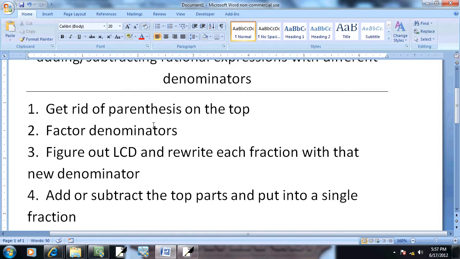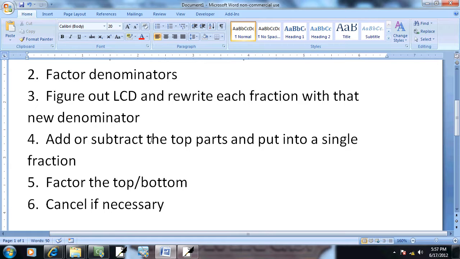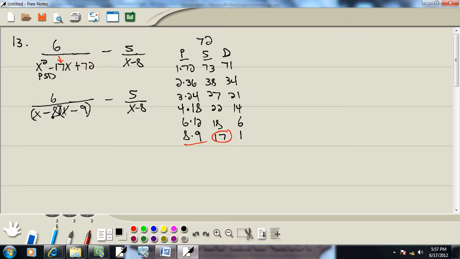Step 3, figure out the least common denominator and rewrite each fraction with a new denominator. If we look at each factor, I'll start with the x minus 8. We're looking for the greatest number of x minus 8s in a single denominator. There's 1 here, 1 here. So the greatest number of x minus 8s in a single denominator is 1. Then we'll go to our next factor, the x minus 9. We're looking for the greatest number of x minus 9s in a single denominator. There's 1 here, none here. So the greatest number of x minus 9s in a single denominator is 1. So that's our least common denominator.